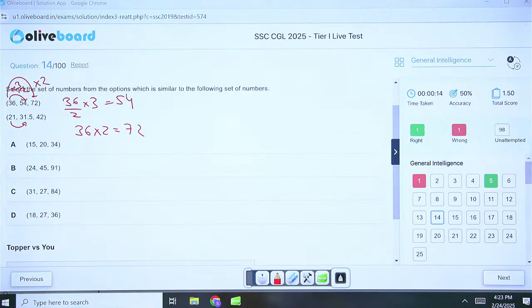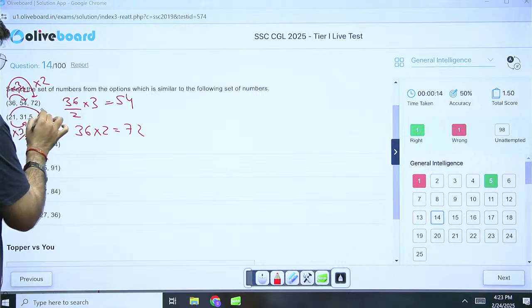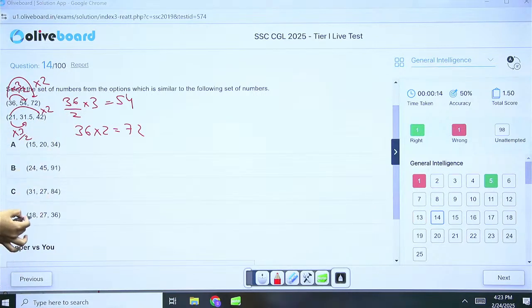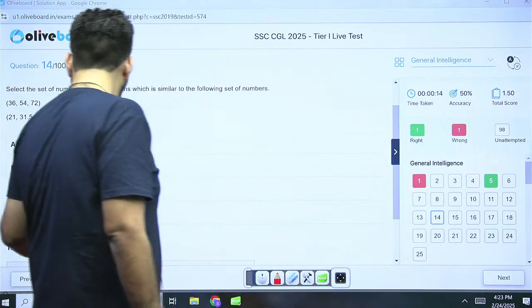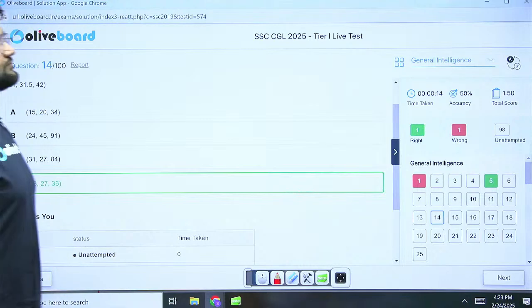Okay. So this is 63 by 2, 31.5. Bang on, works. So this is multiplied by 3 by 2 and this is multiplied by 2. Now in the options you see 18 into 3 by 2, that is 9 into 3, 27 works, and 18 into 2, 36. So option D becomes my right answer. Also the first and third one are connected in a double way relationship. So only option D is a possibility. Option D is my correct answer.